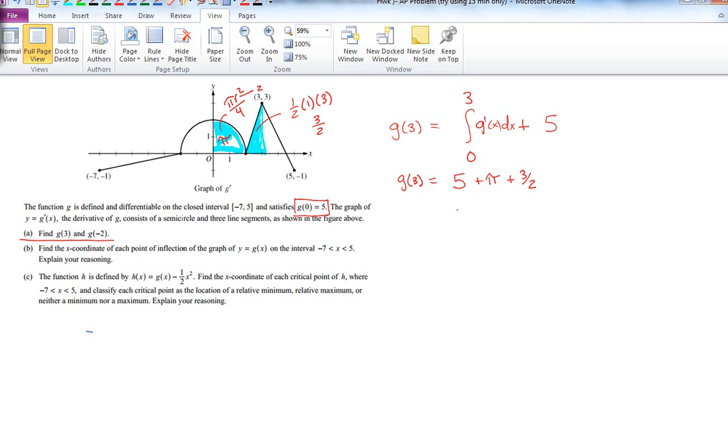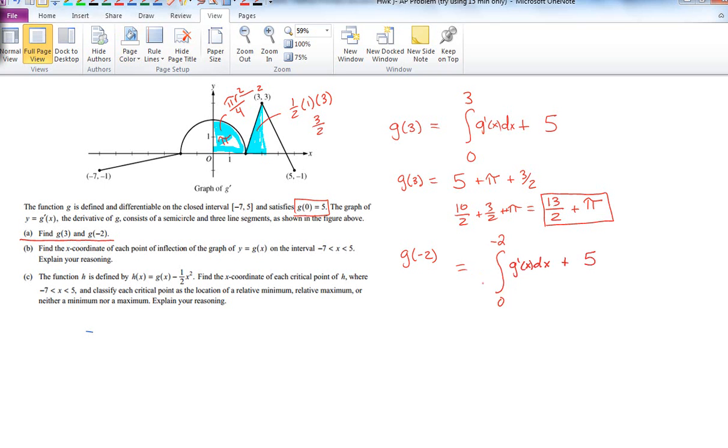Or if we find a common denominator, this would be 10/2 plus 3/2 plus pi, or 13/2 plus pi. That's g of 3. G of -2 would then be the integral from 0 to -2 of g prime of x dx, plus our initial condition of 5 again.